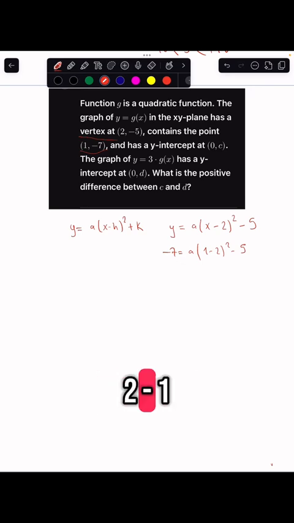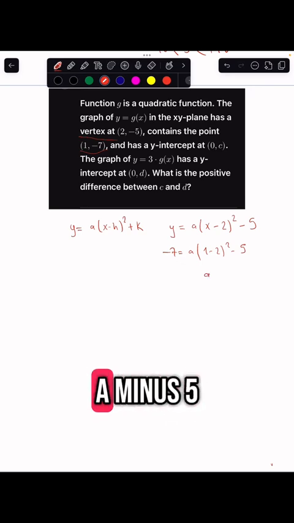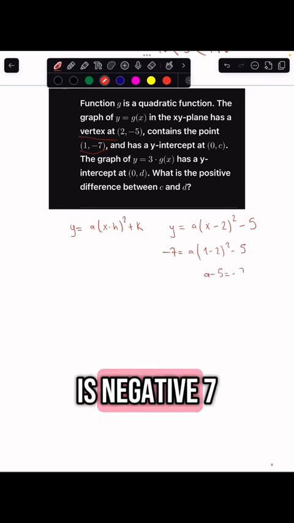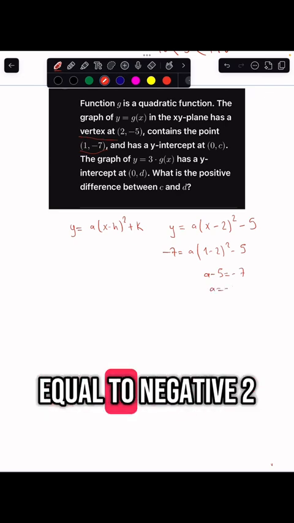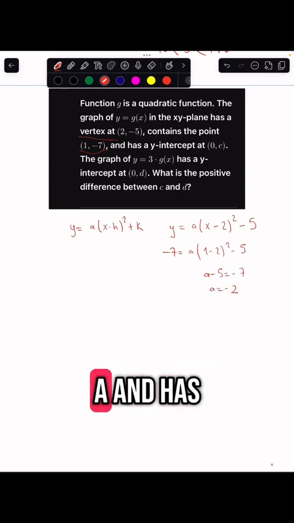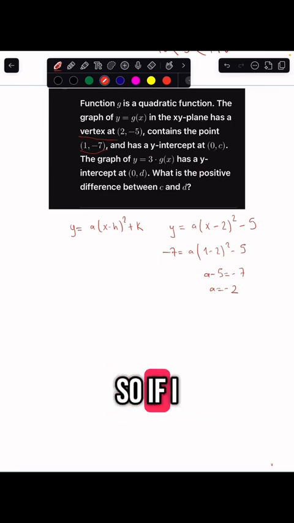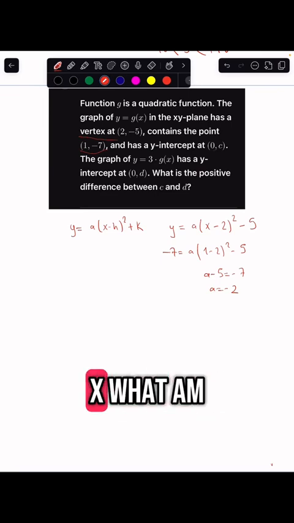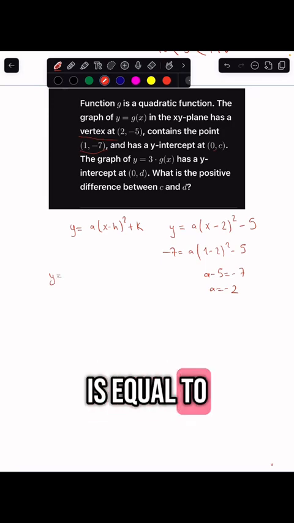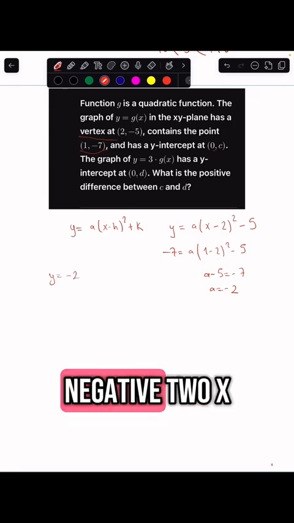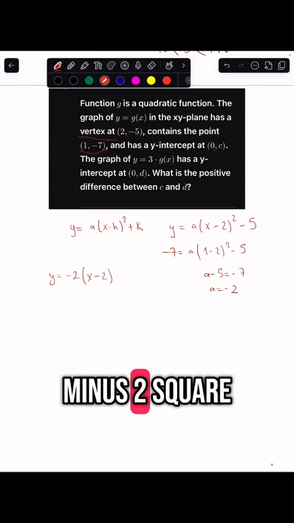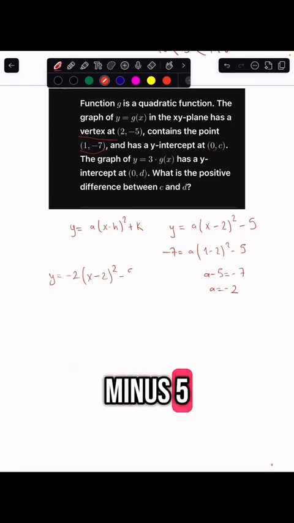1 minus 2 is -1, squared is 1. a minus 5 is -7. Then a is equal to -2. So we found a. And it has a y-intercept at 0. So if I give 0 to x, what am I getting? y is equal to, now that we found a, -2(x - 2)² - 5.